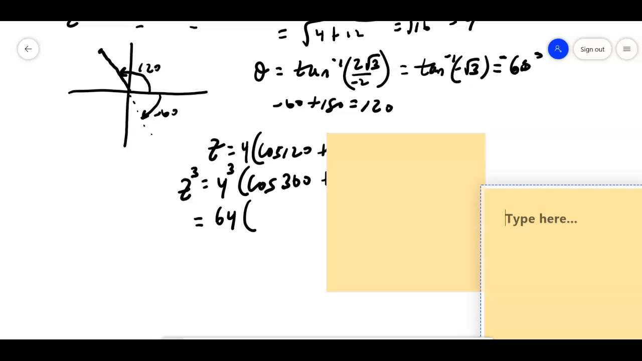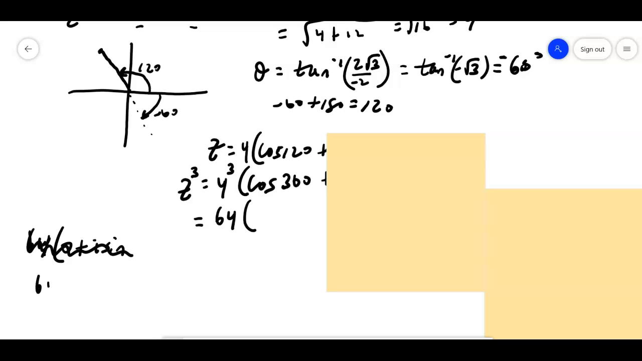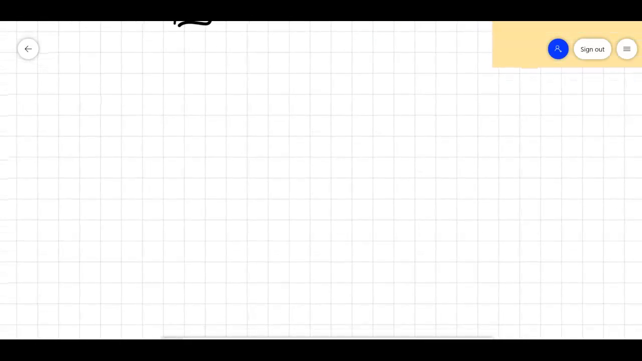Okay, let me come over here. So 64. Cosine of 360, sorry, I'm getting all confused now. Sorry about that. Cosine of 360 is 1, and the sine of 360 is 0. Okay, so the whole answer here would be 64. Sorry about the goof ups here. I don't want to start the whole thing over because I'm pretty much done with it, but that's how it would work.